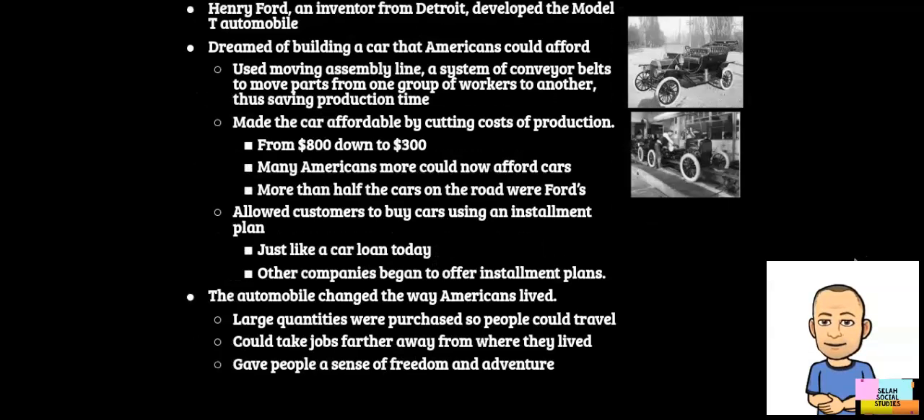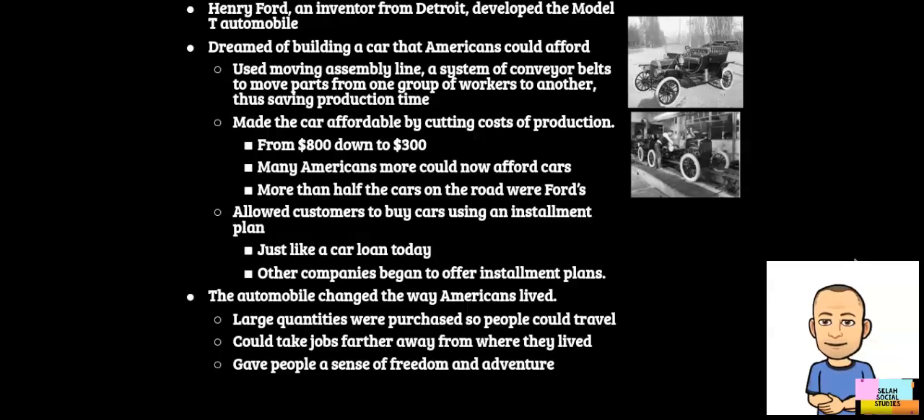Remember Henry Ford? Henry Ford dreamed of building a car that he could sell to the masses. He's this inventor that invented the Ford Motor Company. And he did this by cutting the costs of production through mass production and the assembly line. Ford's assembly line would use a system of conveyor belts to move parts from one group of workers to another, thus saving time on the production line. Also, Ford was famous for saying you can have any car in any color that you want as long as it was black, because using only one color would also cut the production cost of the car.